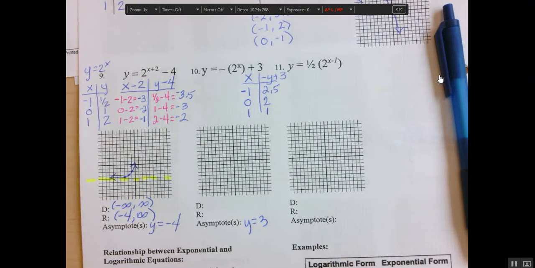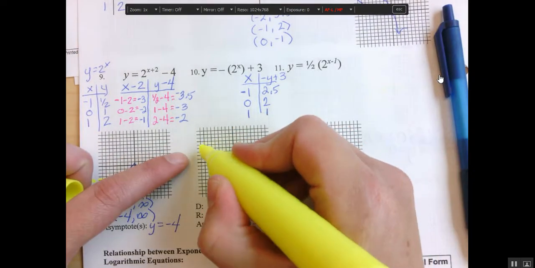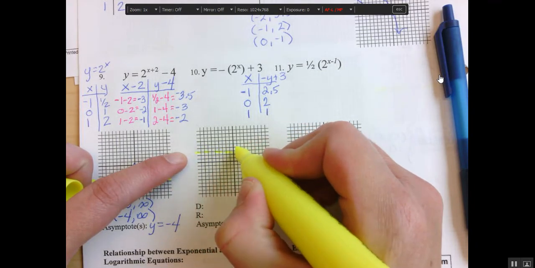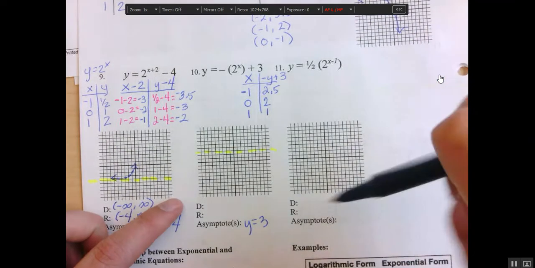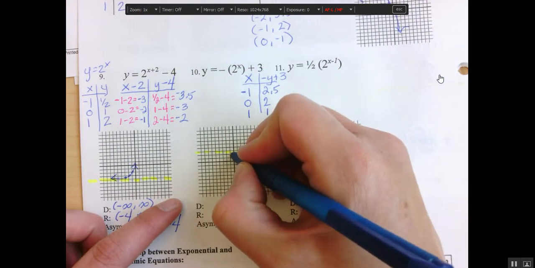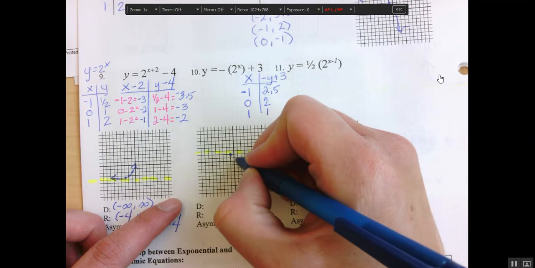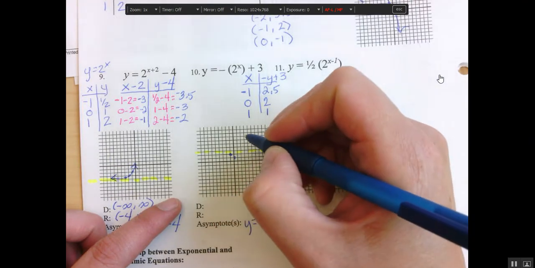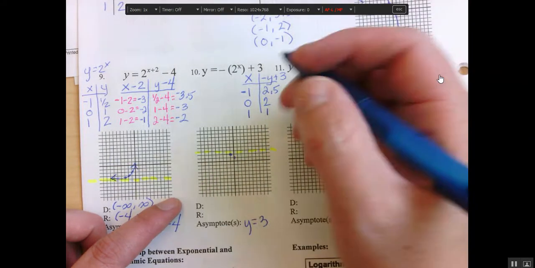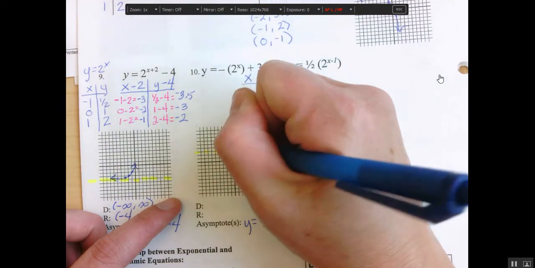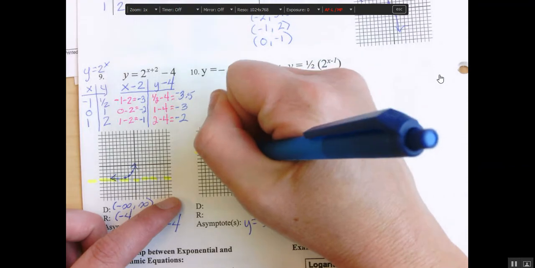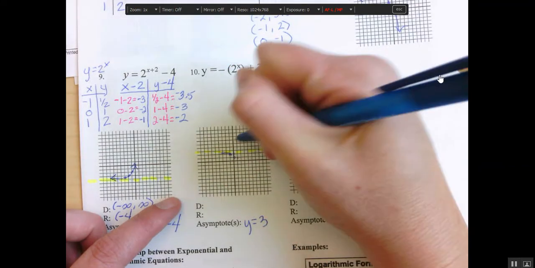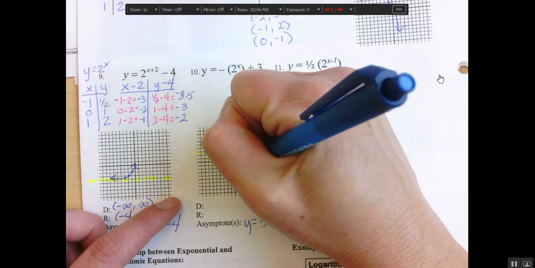So I'm going to graph that. And graph my points. Negative 1, 2.5. 0, 2. Oh, did I not go far enough up? Yeah, this is supposed to be here, and this is supposed to be here, right? And then 1, 1. Yeah, I got off a little bit, sorry. So it's like there. There we go.